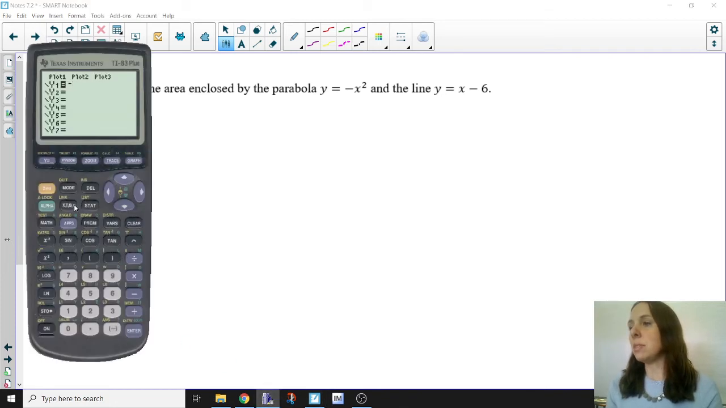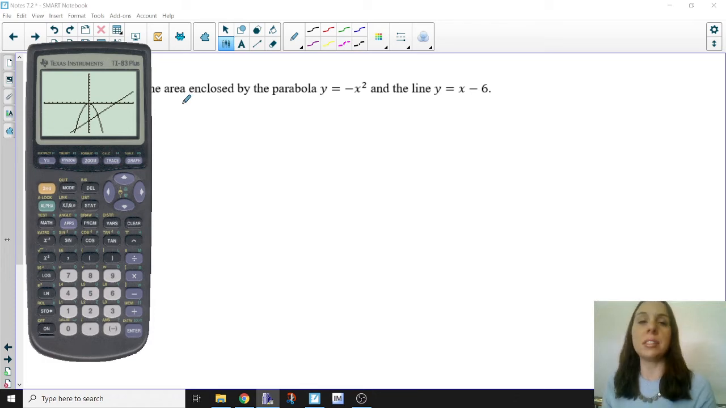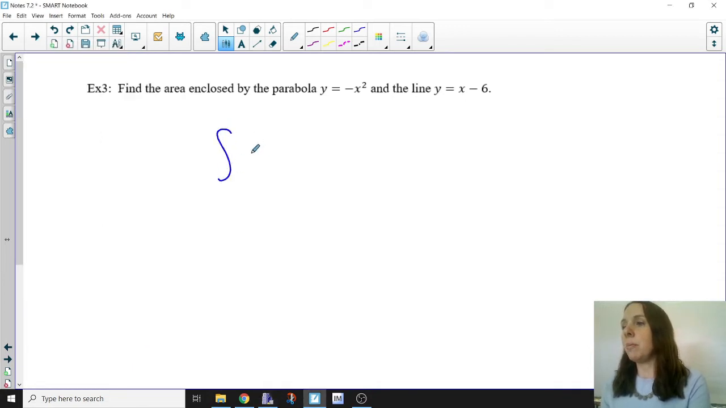So again, just to save some time, I'm going to grab our calculator and graph both of those functions to get a quick graph. This is what we're working with, and you can definitely see on the calculator that there is this region right here that is enclosed by this parabola and this line. So that's the area that we're finding. We're trying to find the area of that region. We can see from that graph pretty easily that the parabola, -x squared, is the upper function. X minus 6, the line, is the lower function. So we can set up our integral of -x squared minus, and be careful when you have more than one term that you're subtracting.